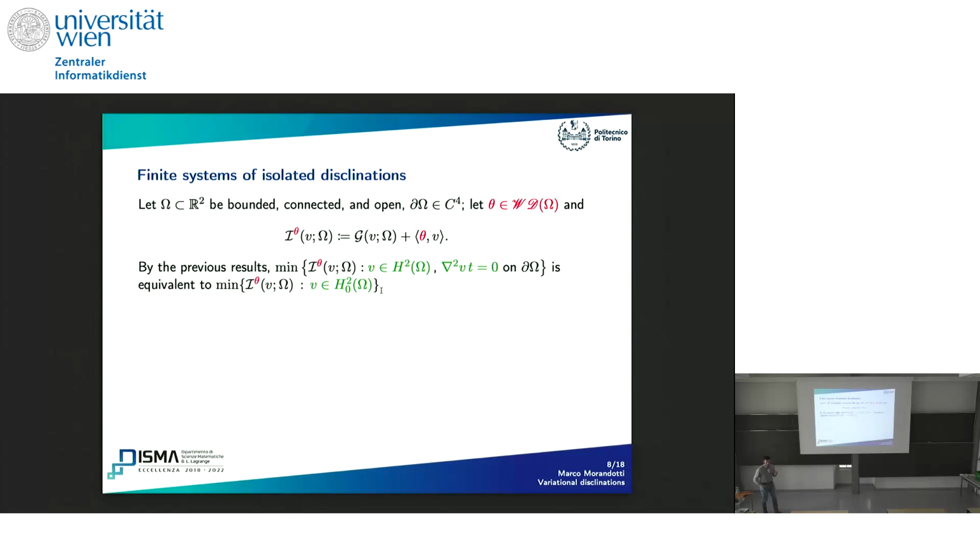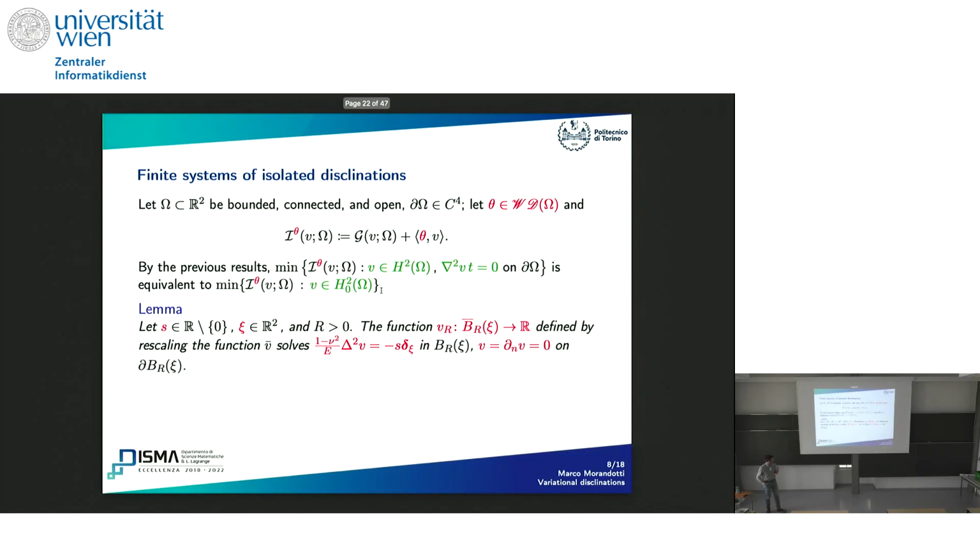And by what we said before, minimizing this I theta over the functions that obey the boundary condition is the same thing as minimizing the energy over the functions that obey our favorite boundary condition, which is flipping the affine function to 0. So we work in H^2_0, which is a much nicer space than this one. And we see actually what is the solution to the minimization problem.